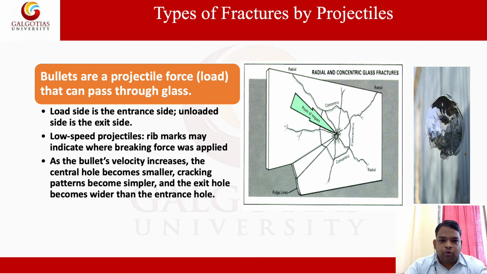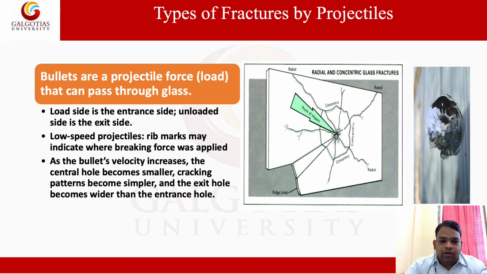Types of fractures by projectiles. Bullets are a projectile force that can pass through a glass. The load side is the entrance side, and the unloaded side is the exit side. Low-speed projectiles leave marks that indicate where the breaking force was applied.